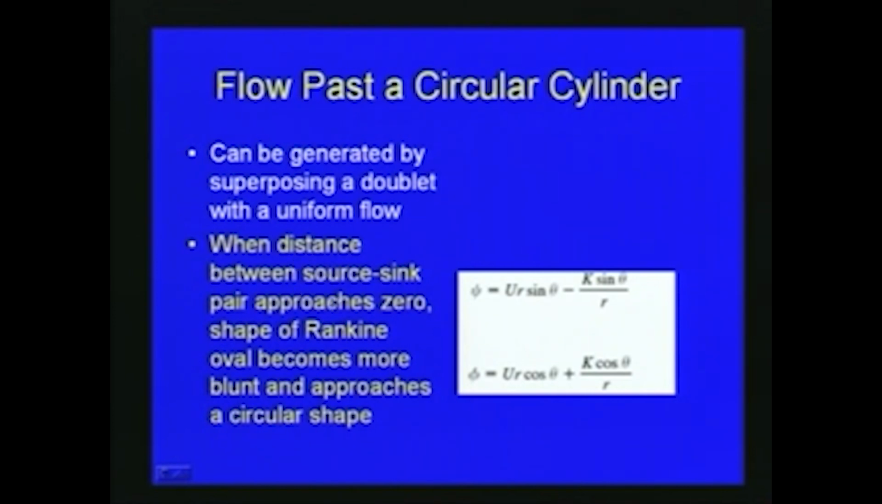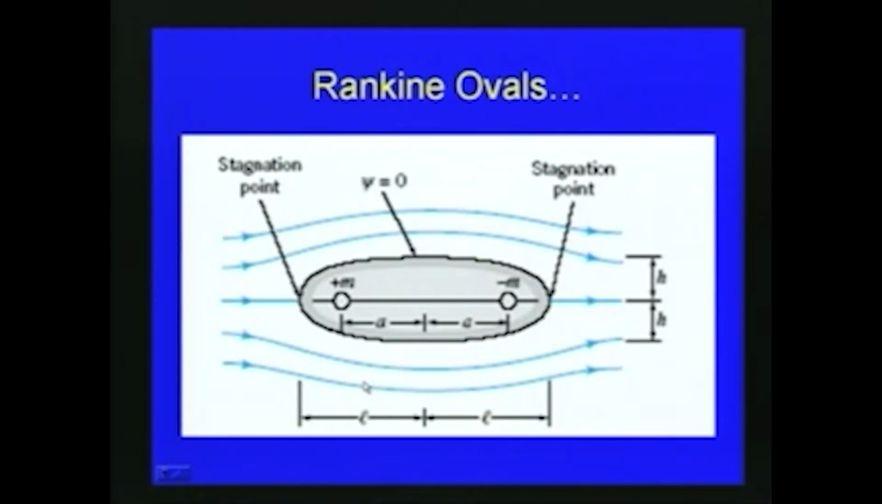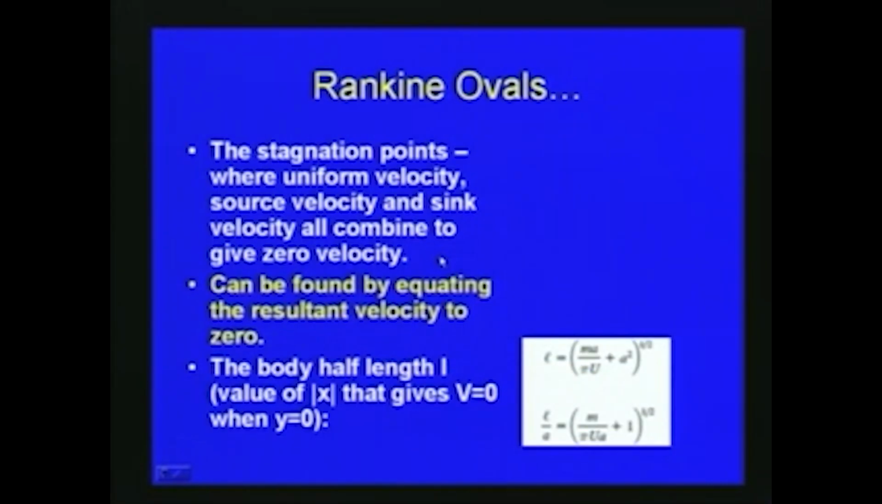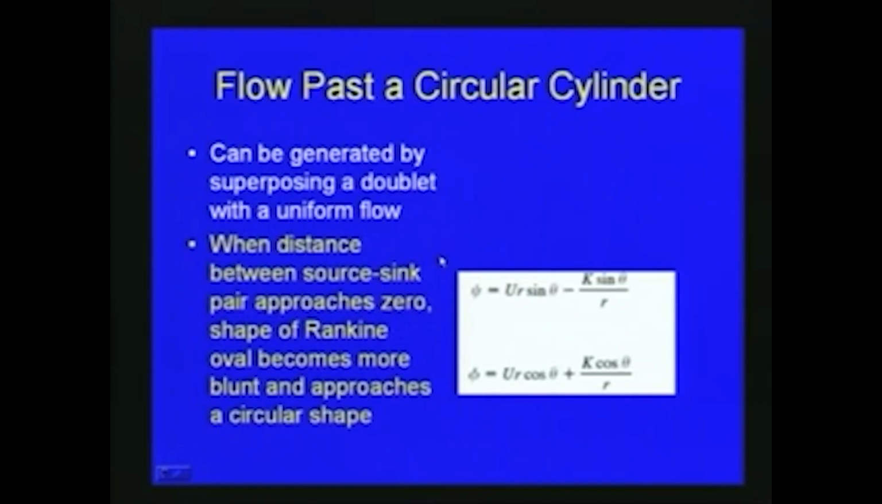When the distance between a source-sink pair approaches 0, the shape of the Rankine oval becomes more blunt and approaches a circular shape. With respect to this Rankine oval itself, you can see that as this distance a is reduced so that it reaches a single point, a blunt body is formed. So, as the pair approaches 0, the shape of the Rankine oval becomes more blunt and approaches a circular shape.